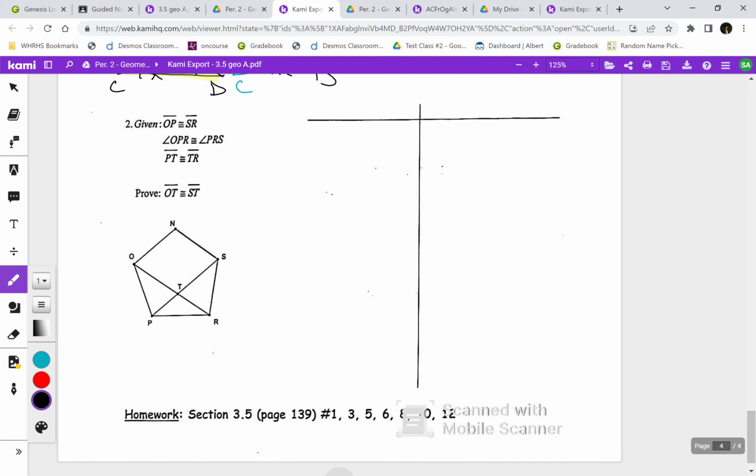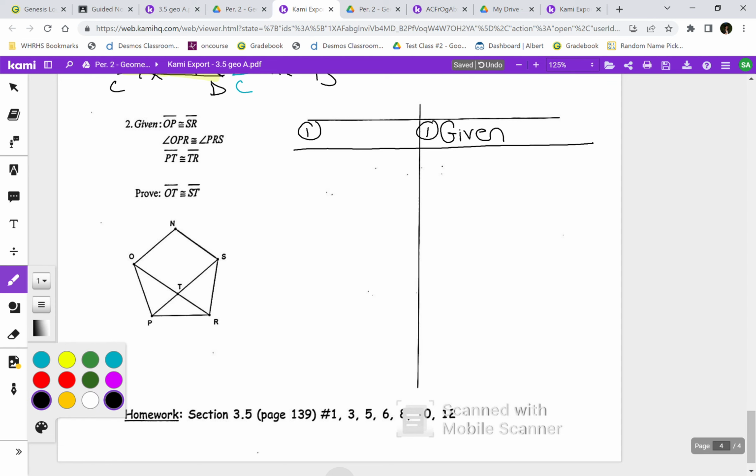Okay, next one. So this one is going to go beyond CPCTC. Here we have segment OP is congruent to SR. We marked it. Then we have angle OPR, so that's this big angle, is congruent to angle PRS. This big angle. And last but not least, we have segment PT is congruent to segment TR.